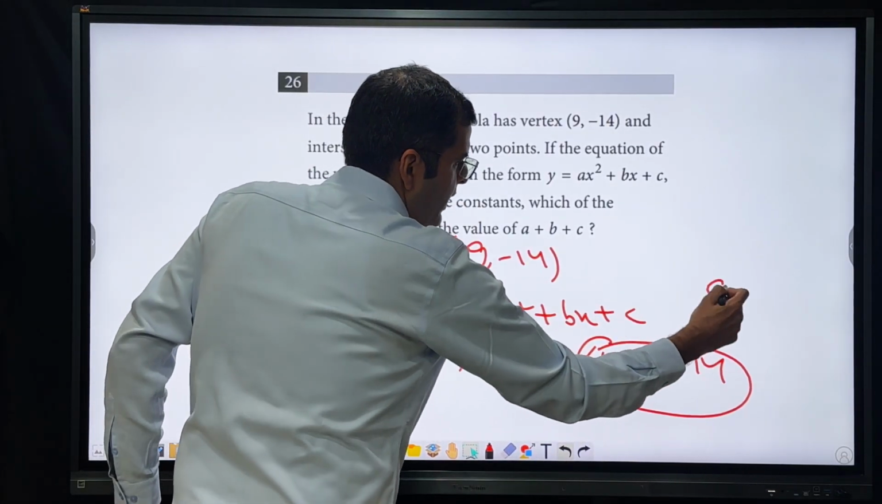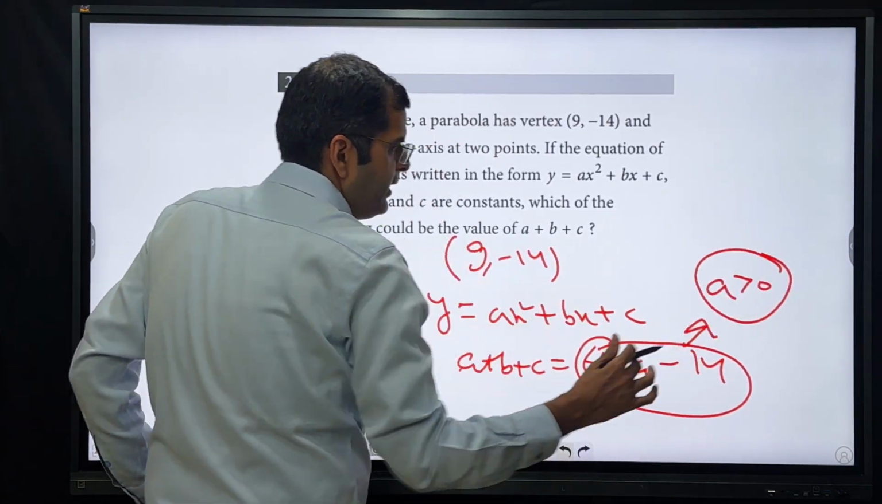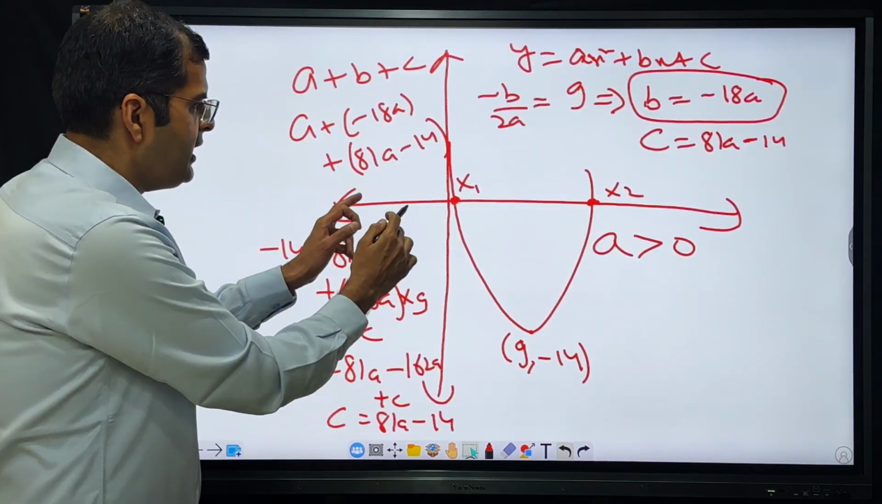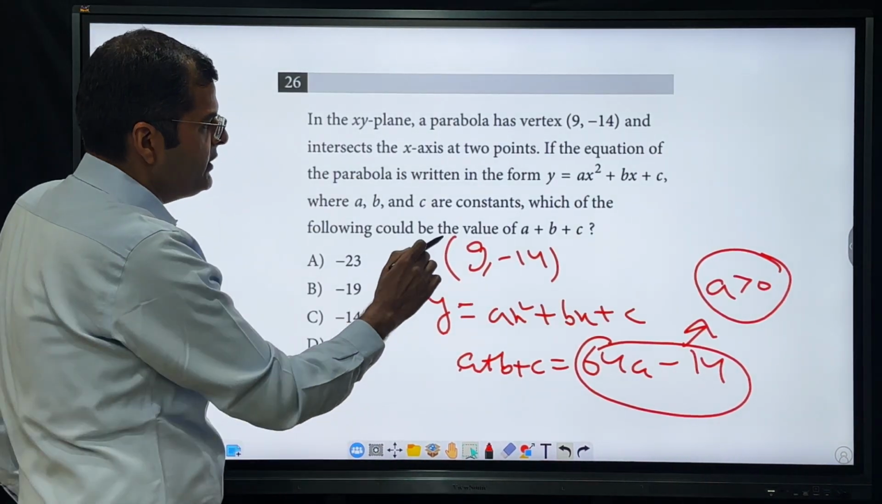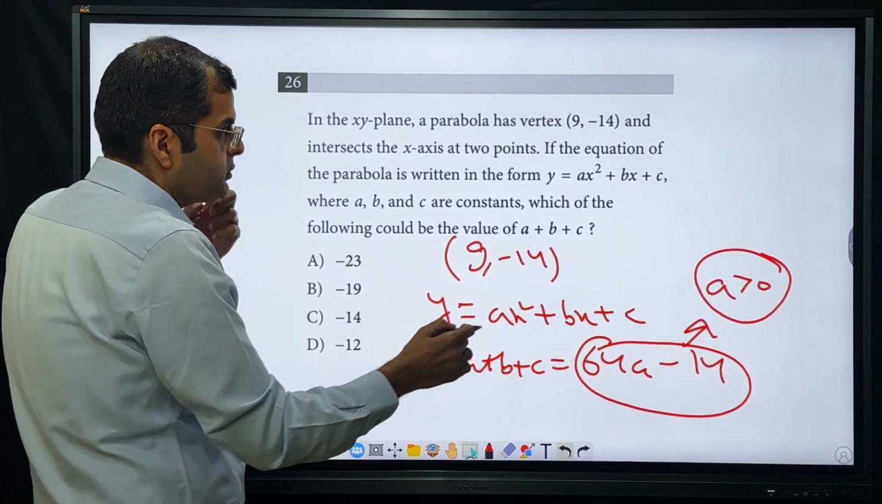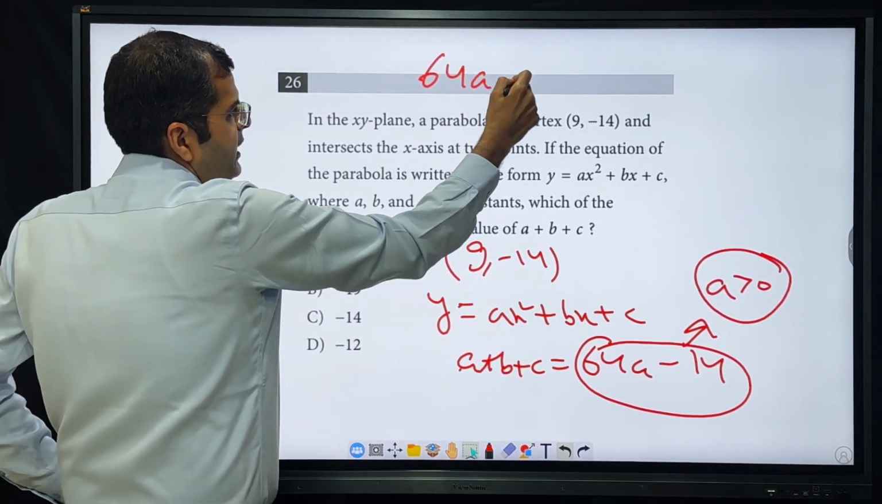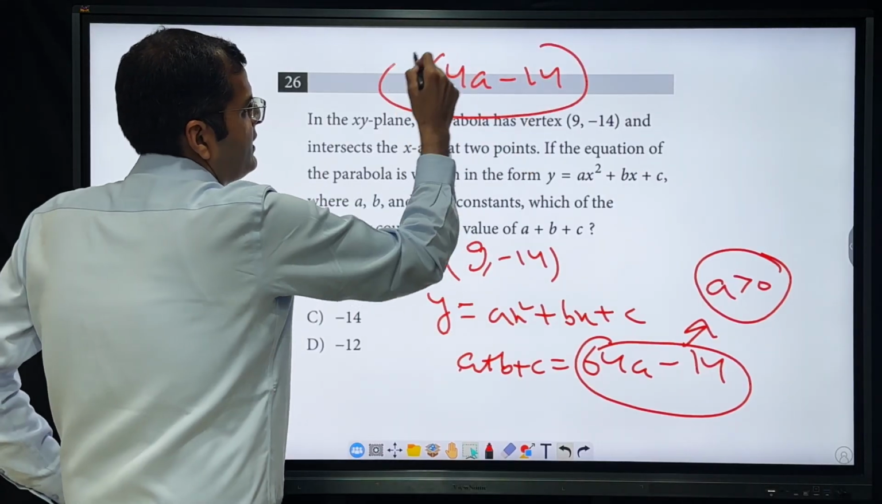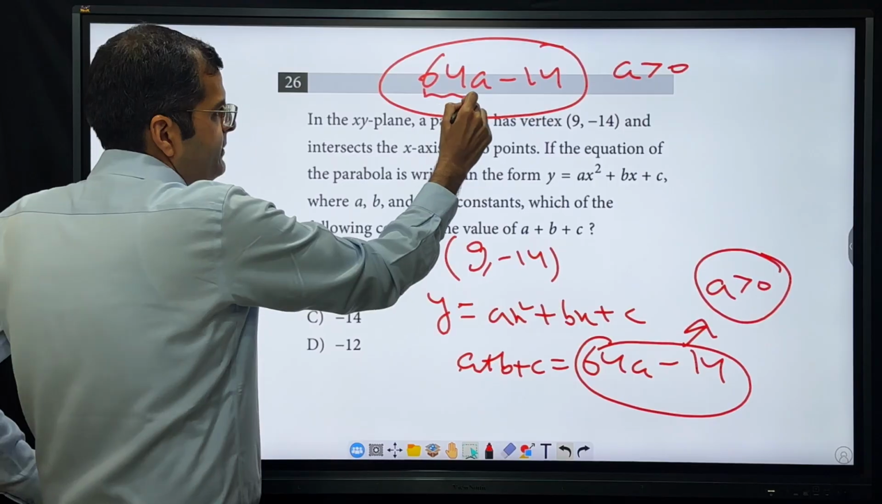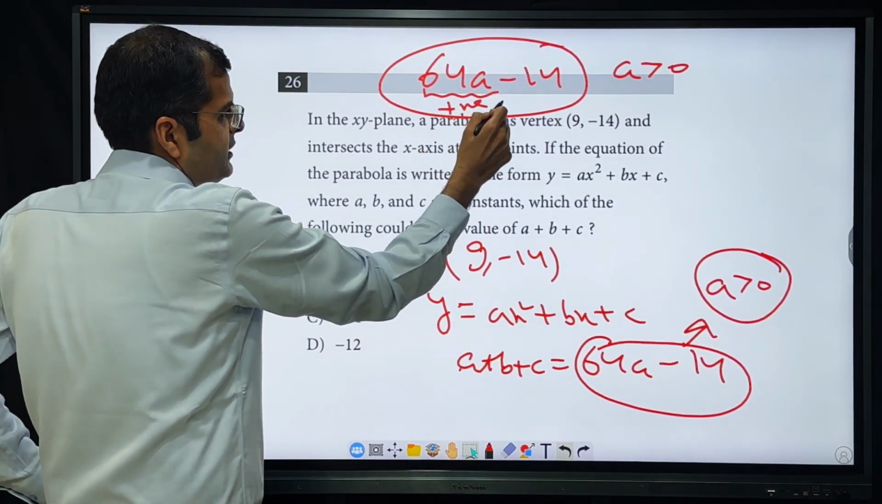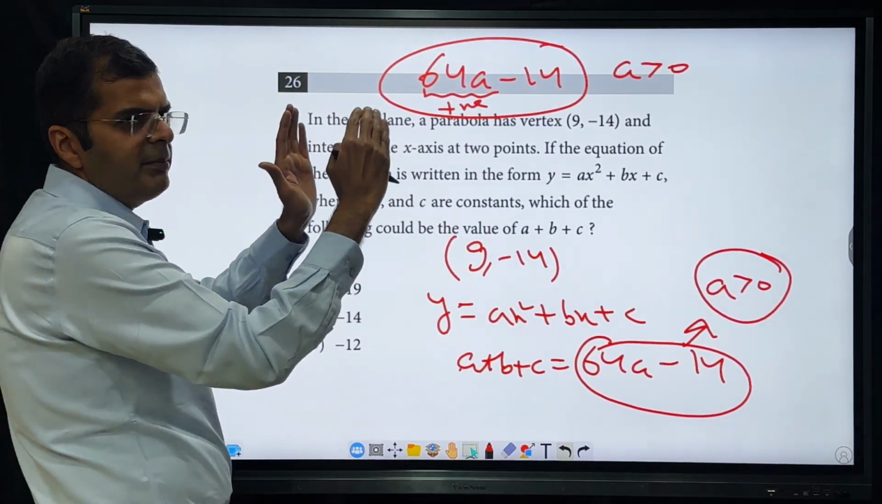And I know a has to be greater than 0. A cannot be negative because it's an upward opening parabola. Now, from here, which of the following could be the value? So, if I have an expression 64a minus 14 such that a is positive, that means 64a will always be positive. So it will be some positive number minus 14.